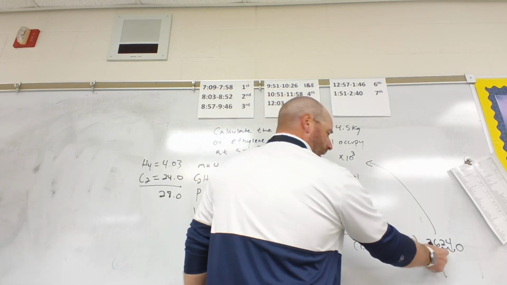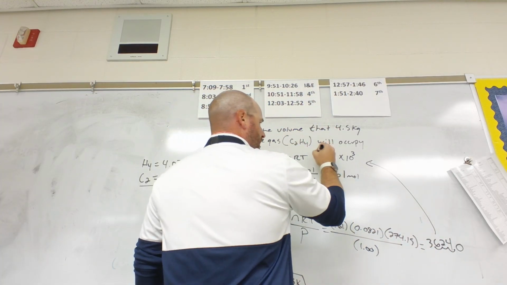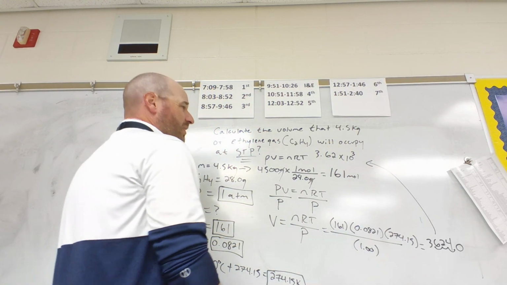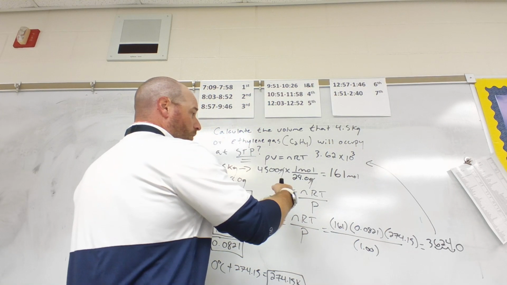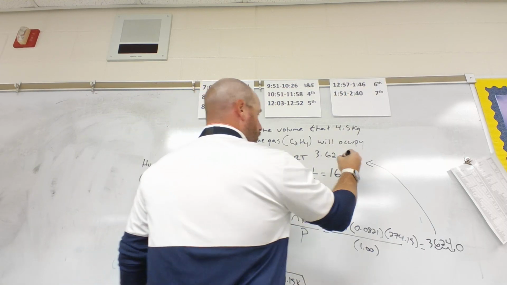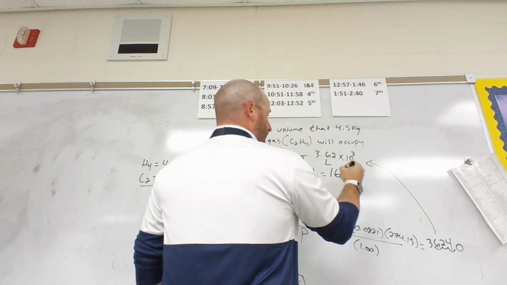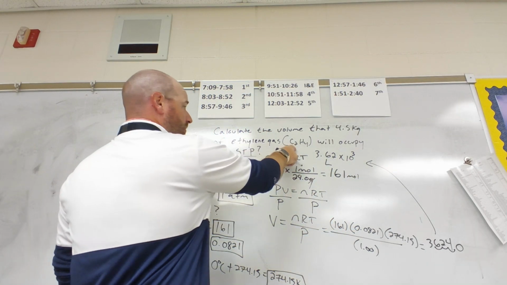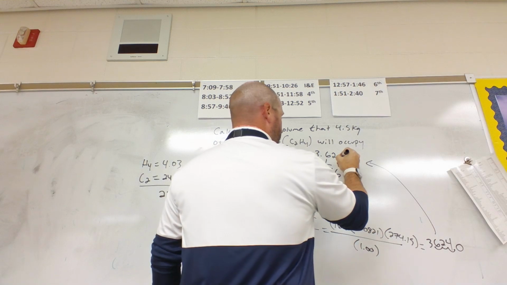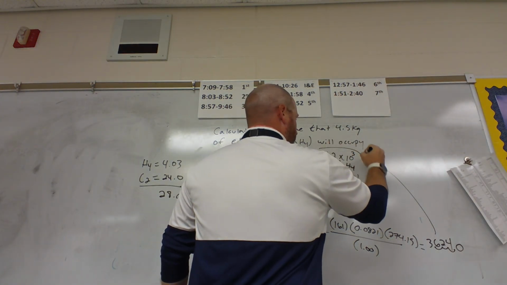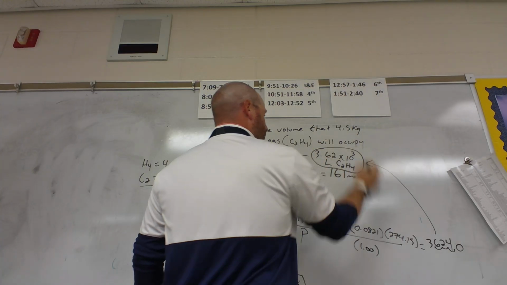That 4 does not round the 2, so that is 3.62 times 10 to the third, and we're dealing with liters here because we're talking about volume, so that's going to be liters. And then of course we'll put, for my ethylene gas, we'll put the formula as well. So that's liters of C2H4. And then right there is my answer.